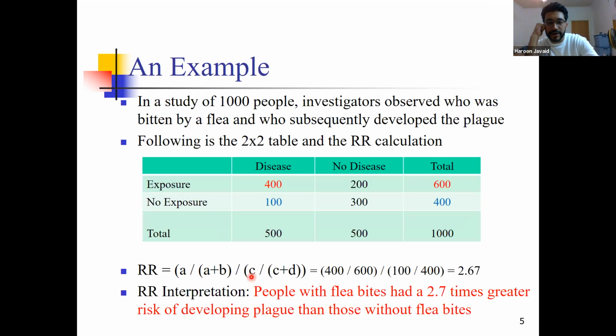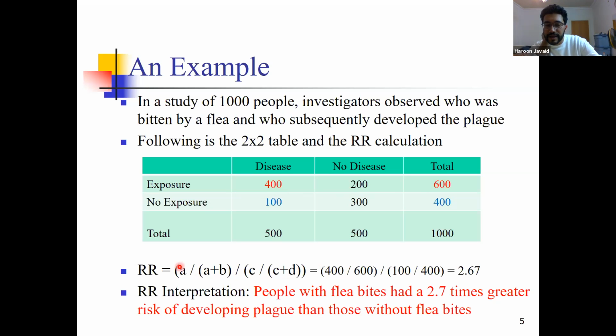Okay, so this is an example that makes it a lot easier to understand. In a study of 1,000 people, investigators observed those who were bitten by a flea and developed the plague. The disease over here is developing the plague, and the exposed are people who got bitten by a flea. So when they were trying to find the relative risk, they basically took exposed over total, then non-exposed over total. So it was basically 400 over 600 divided by 100 over 400.